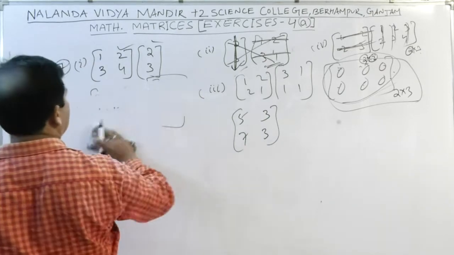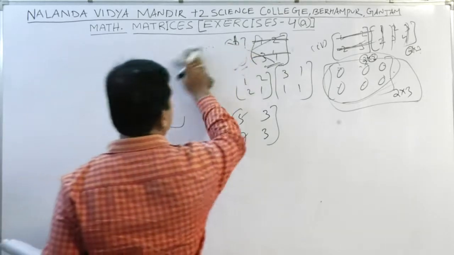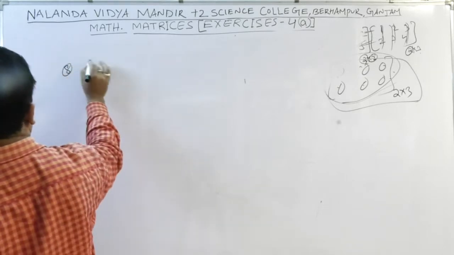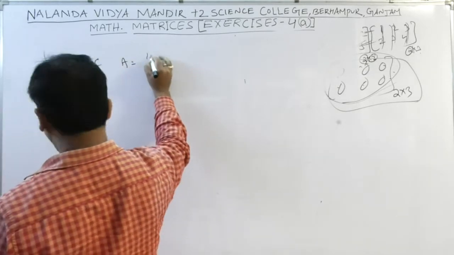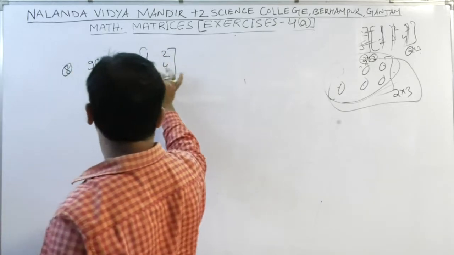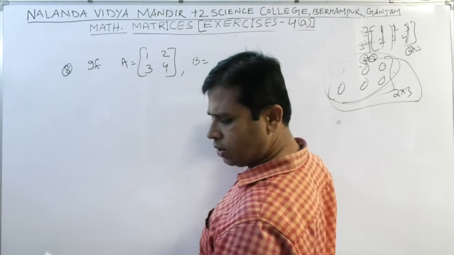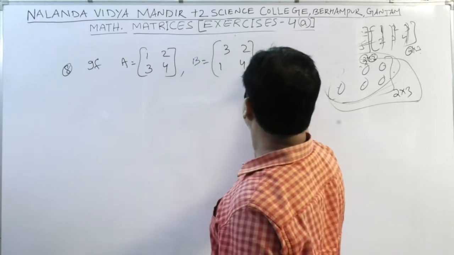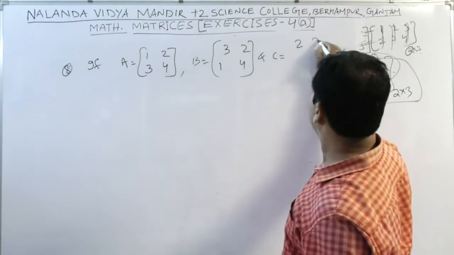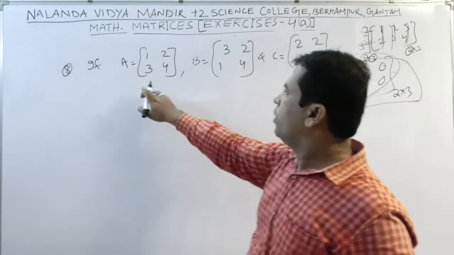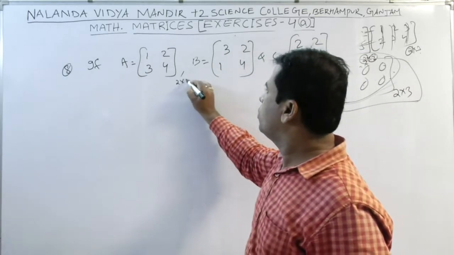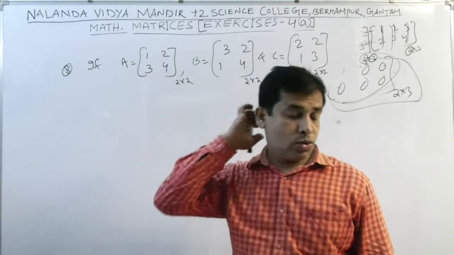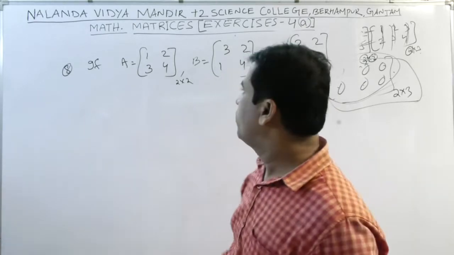Now, go to 8. In question 8, same multiplication. You can do this. Okay. Now the question is 8. If A is equal to 1, 2, 3, 4, B is equal to 3, 2, 1, 4, and C is equal to 2, 2, 1, 3. A, B, C matrices are square matrices of order 2 cross 2. Okay, therefore we can multiply A with B.